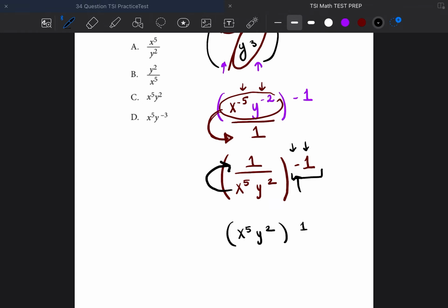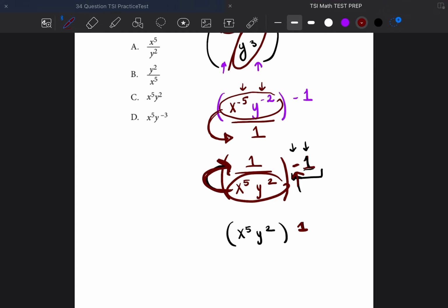I know it seems confusing, but all we did was see that this was a negative 1. We had to change this negative into a positive. The way we deal with this negative is by flipping the fraction upside down. Because this was on the bottom, we ended up putting it on the top. We could write it over 1, but it's not necessary because it's the same as saying x to the fifth y squared. So now we still have that 1 that we could deal with on the outside.